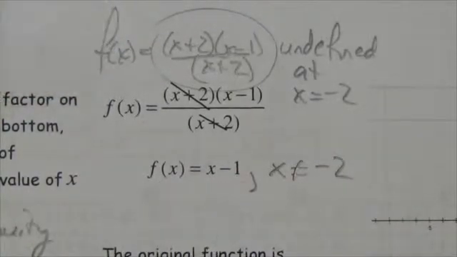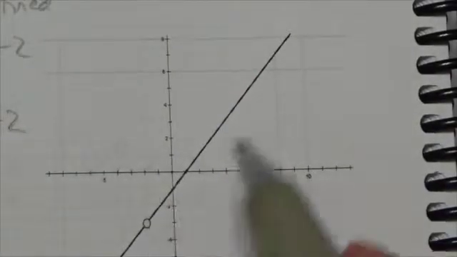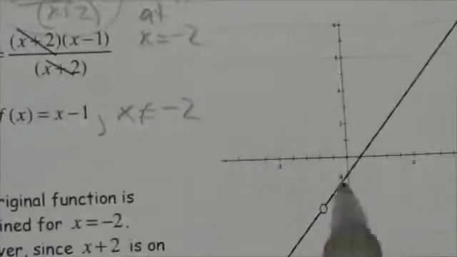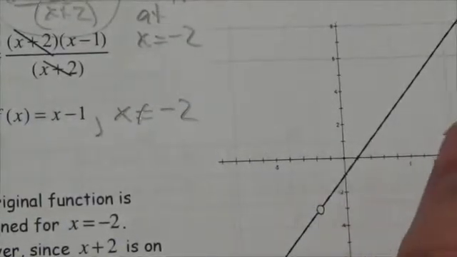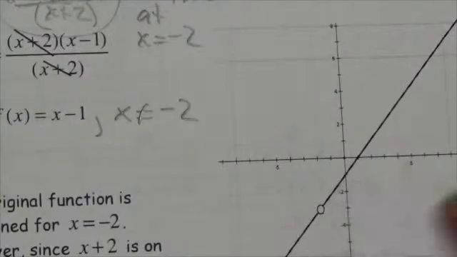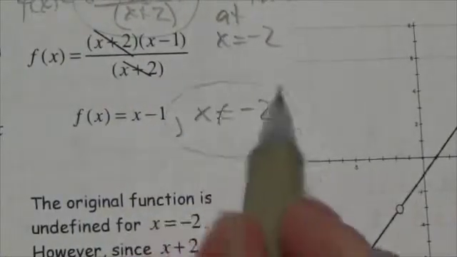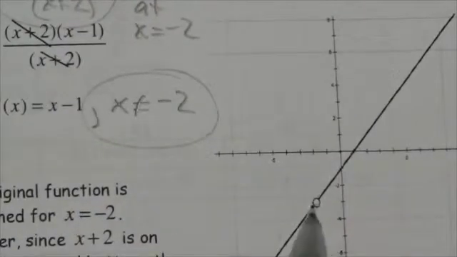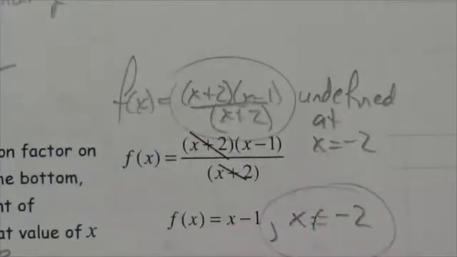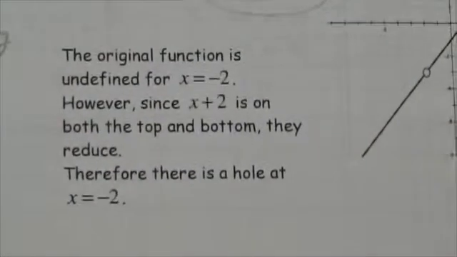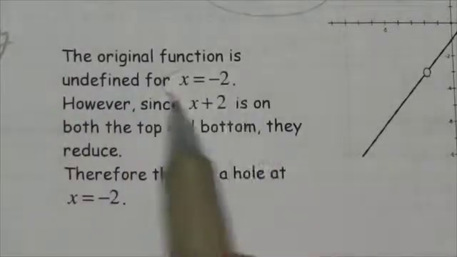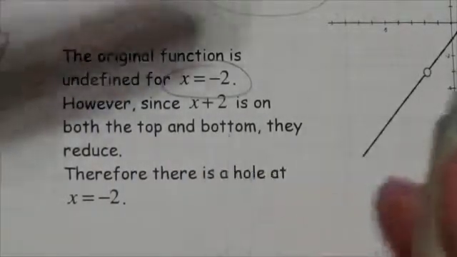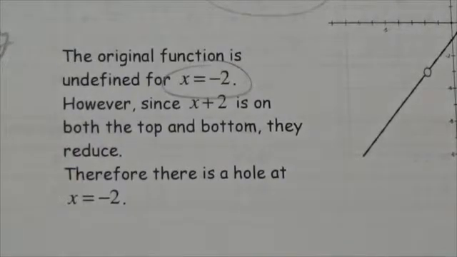But now let's think about this. f of x equals x minus 1. That's just a line, with a y-intercept of negative 1 and a slope of 1. It would cover everything. It's got a domain that's all reals, a range that's all reals. But when I put this little bit into it, that erases the dot right here at negative 2, and puts a little hole there. So that's the graph of this particular function right here. Like it says here, the original function is undefined for x equals negative 2, but since you can cancel it out, you can remove it.